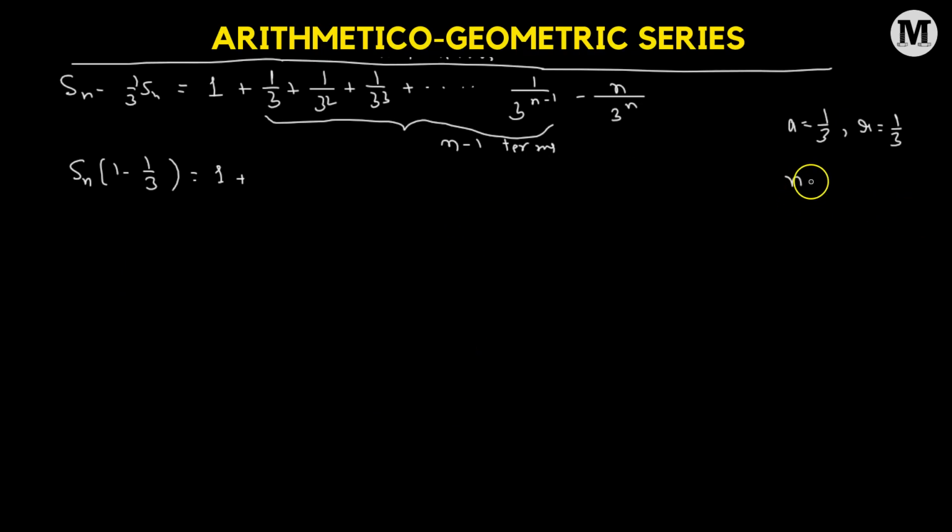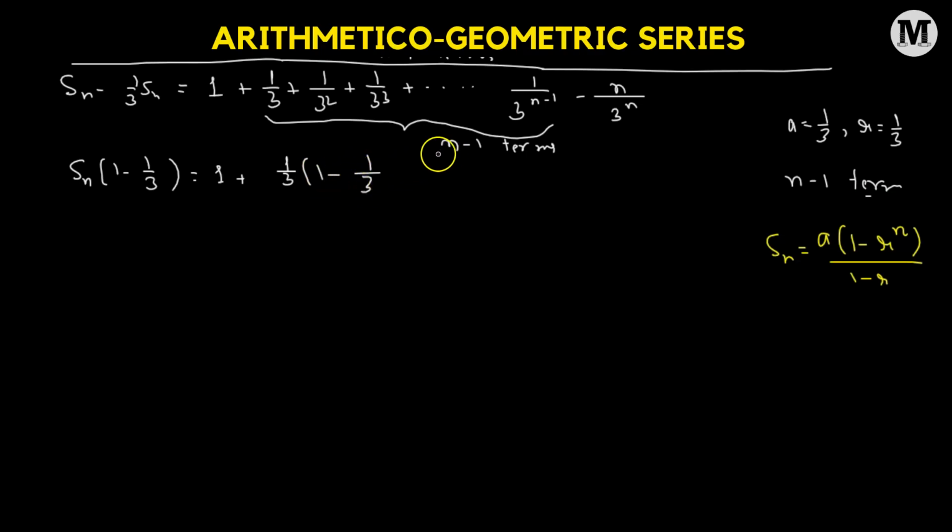We have n minus 1 terms, which means that the sum, and we know there's a standard formula for finding out the sum to n terms, that's given by a multiplied to 1 minus the common ratio r raised to the power of the number of terms, which is n. This is the general formula, divided by 1 minus r. So if we use this general formula, then a, which is going to be 1/3, multiplied to 1 minus the common ratio, that is 1/3, raised to the power of n, but n here represents n minus 1, the total number of terms, whole, divided by 1 minus the common ratio, which is 1/3, minus the remaining term, n divided by 3 raised to the power of n.